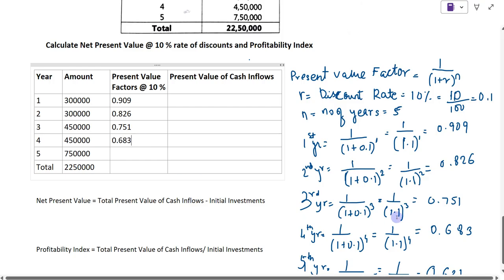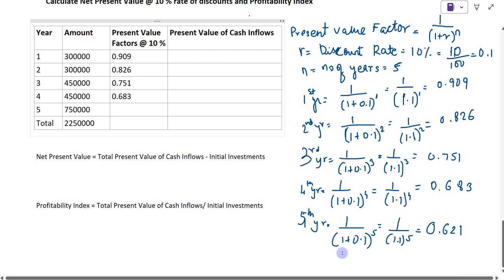0.683. For the fifth year, 1 upon 1 plus 0.1 power 5. 5 means 5 years. 1 upon 1.1 raised to 5. So we get 0.621.